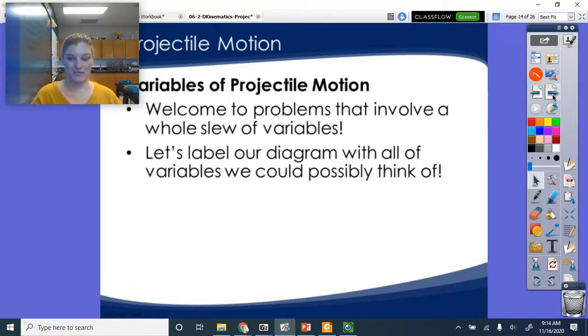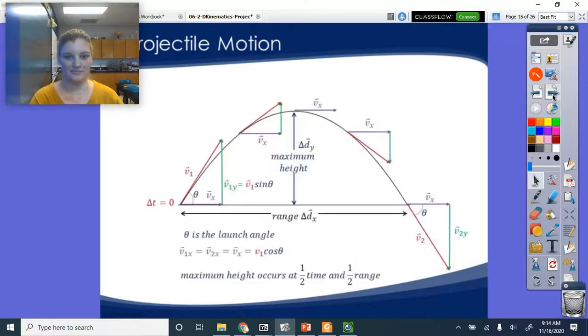This next image is going to look very complicated, but I'm going to try to walk you through all the possible variables we can look at while we're looking at a projectile motion problem. And we're starting out super simple and we're just going to be building on it. So this is going to look really intense. However, we're going to build up to needing not all, but most of these.